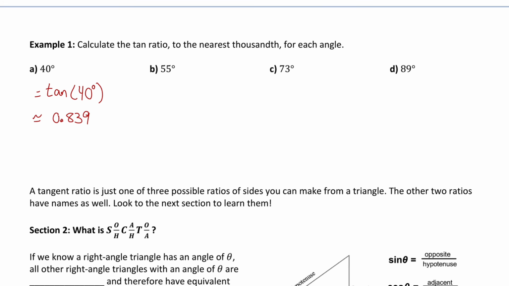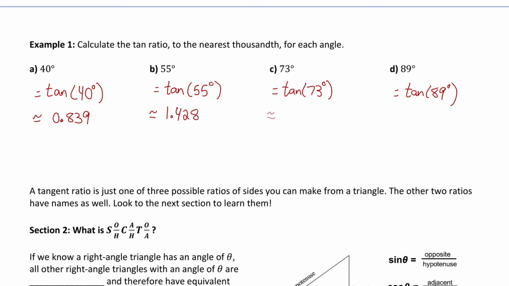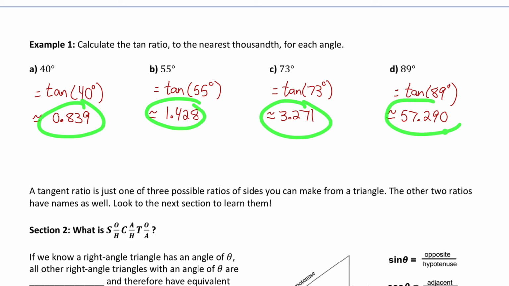And then just test out your calculator for those remaining 3 examples and make sure you can use it to get the correct opposite over adjacent ratios for each of those reference angles in right triangles. So let's do tan of all 3 of them. If you do tan of 55, you'll get about 1.428. Tan of 73 is about 3.271. And tan of 89 is about 57.290.